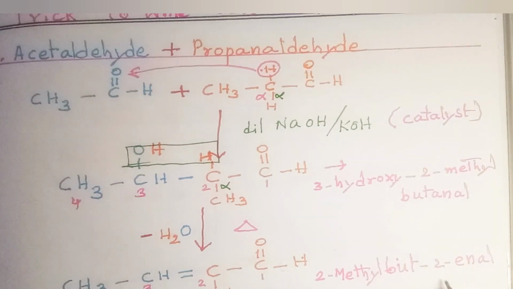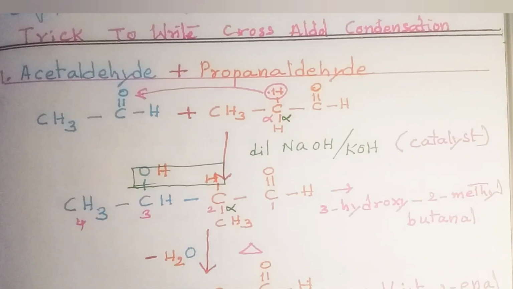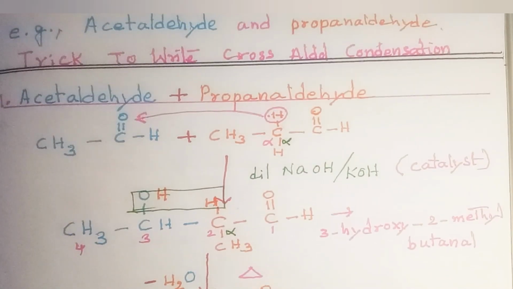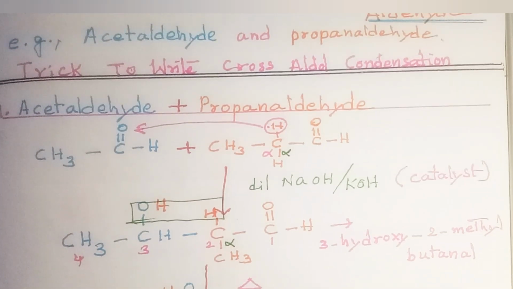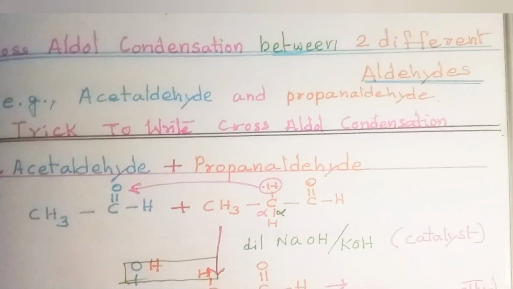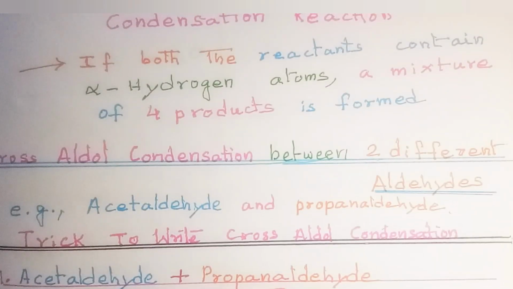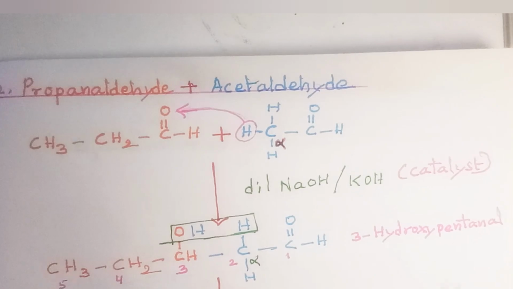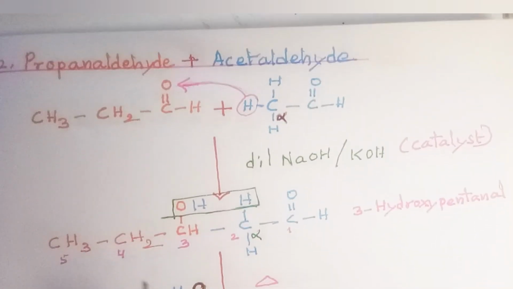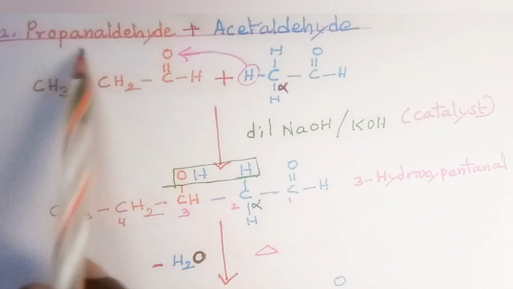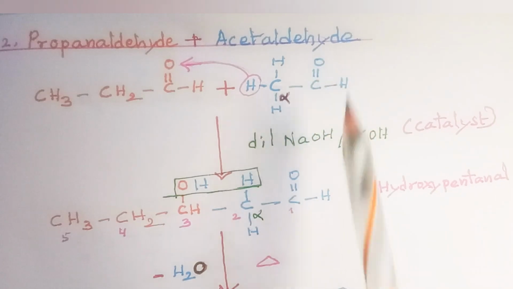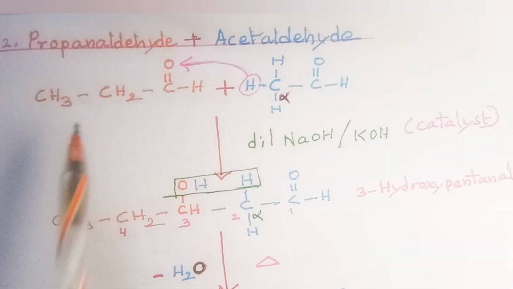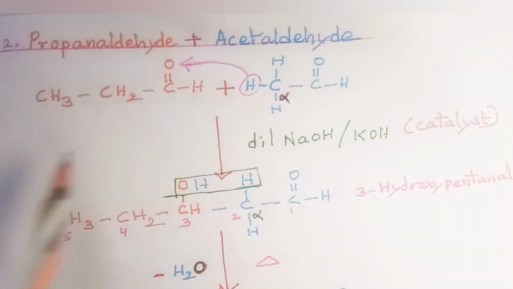This is the aldol condensation product formed when acetaldehyde and propanaldehyde are treated with dilute alkali and heated. Let's see what happens if we take propanaldehyde and acetaldehyde. The first reactant is propanaldehyde and the second reactant is acetaldehyde. For the first reactant, remember, we write it as it is.